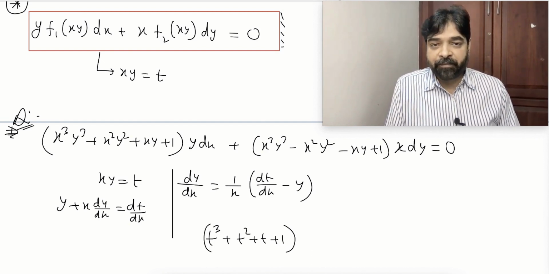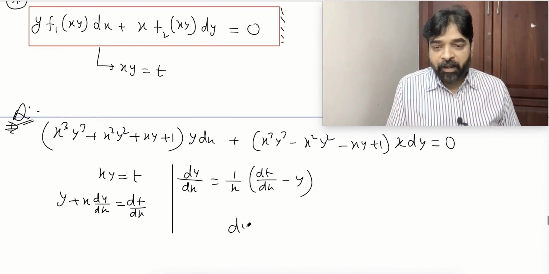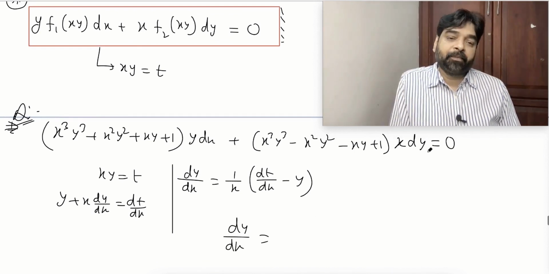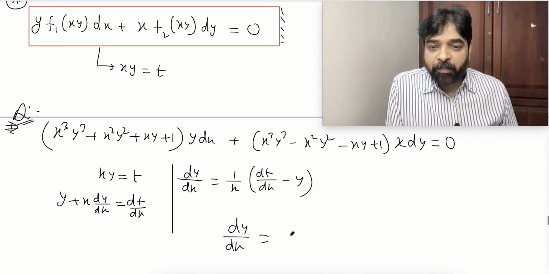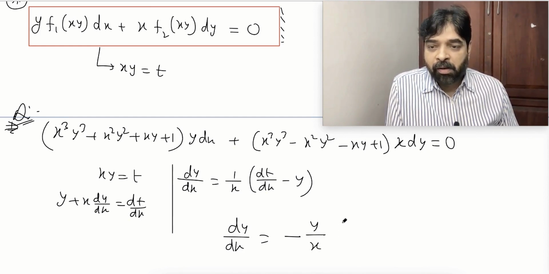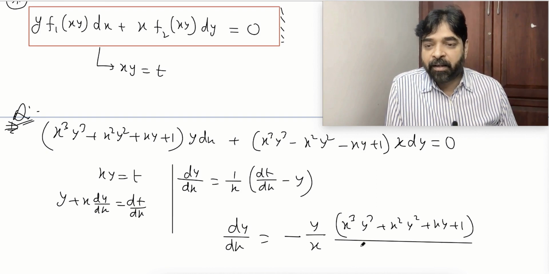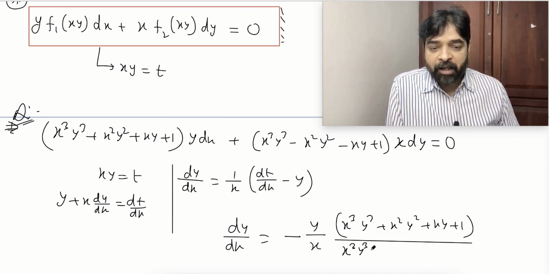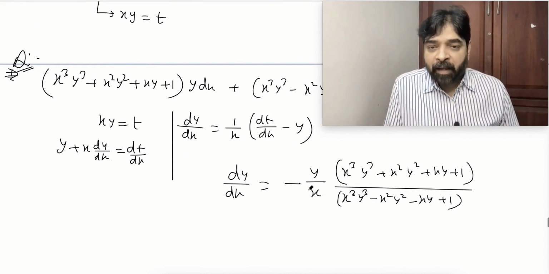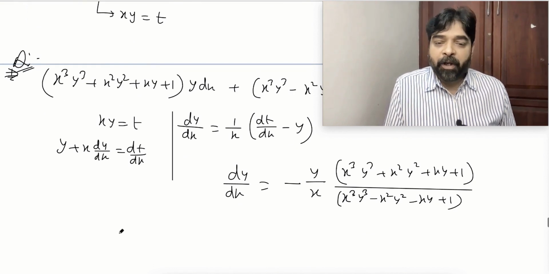From here dy by dx will be how much? dy by dx will be equal to minus y by x into (x cube y cube plus x square y square plus xy plus 1) divided by (x cube y cube minus x square y square minus xy plus 1). I may have made a calculation mistake, so please check carefully. Did I do it correctly? I think so.